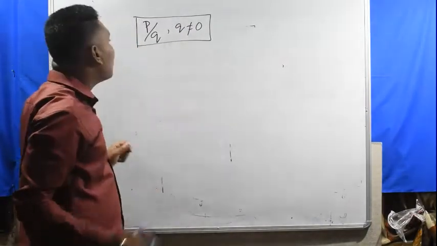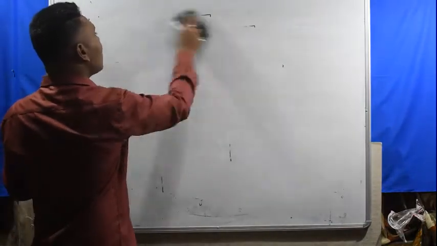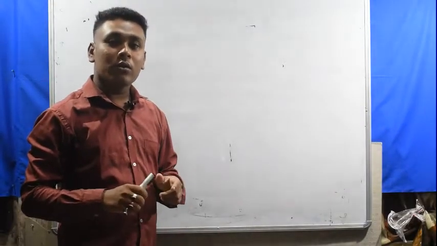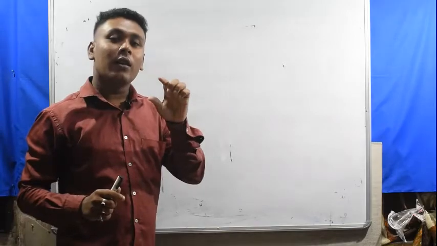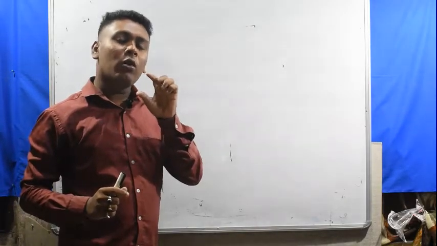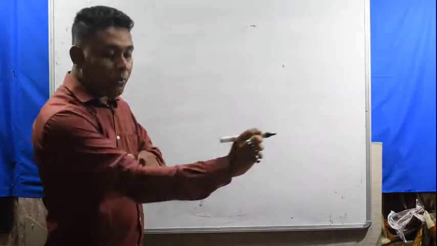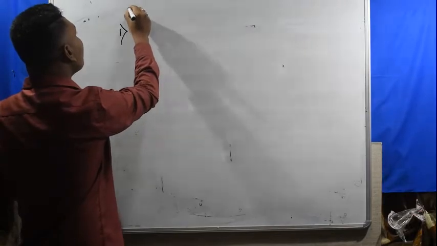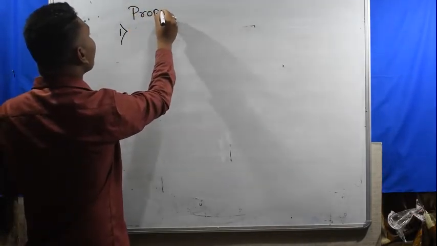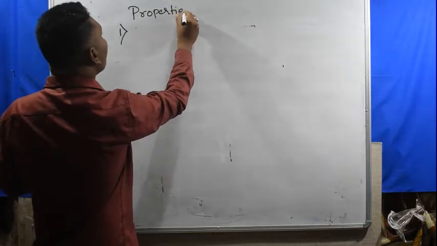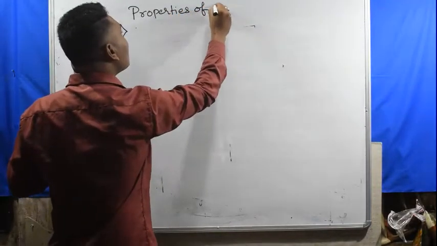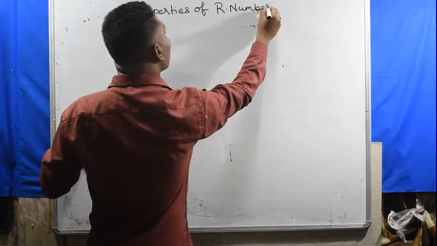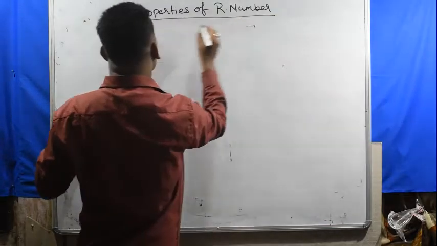The first property comes under closure property. Students, don't worry, we will start our course in short modules so that you all don't get bored. So the first property is closure property, the first property of rational numbers.